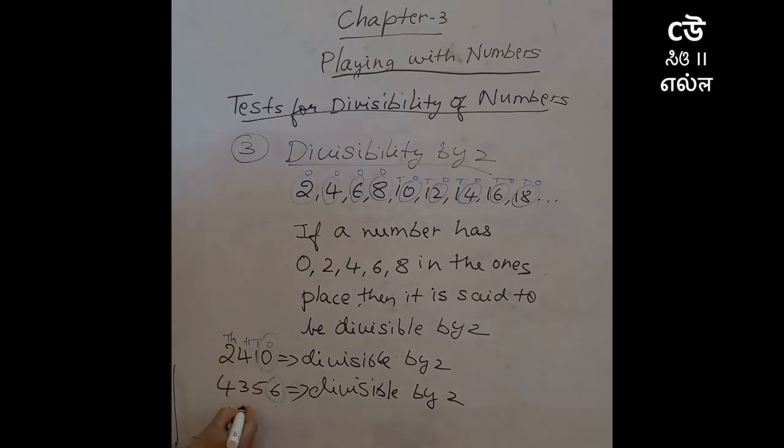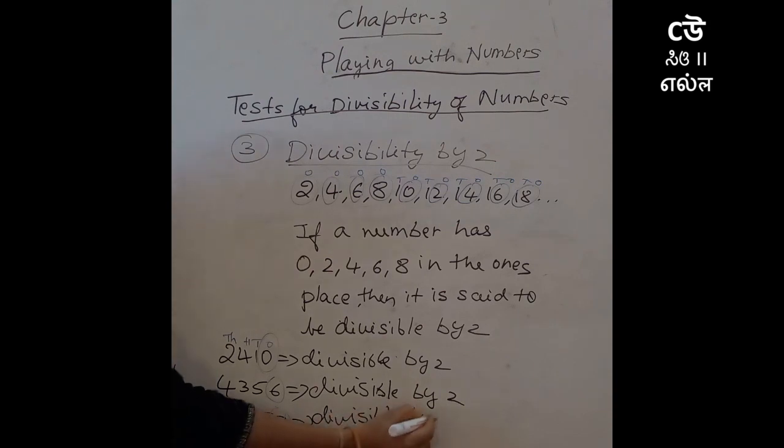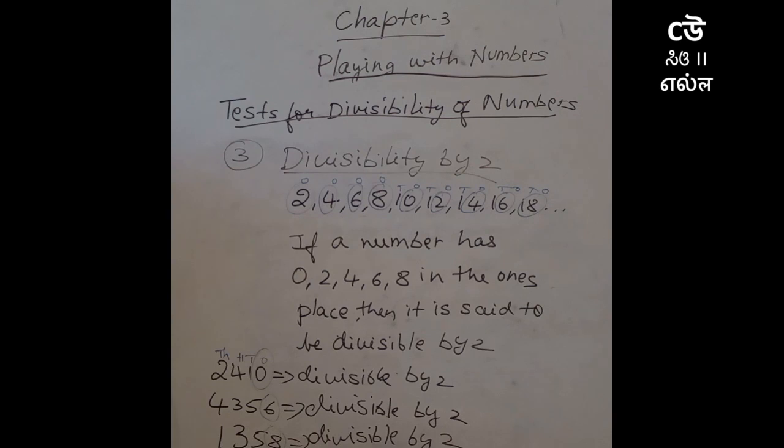Next, I will take 1, 3, 5, 8. In 1358, in ones place, what do we have? In ones place, we have 8. So as we have 8 in ones place, we can tell that it's divisible by 2. So you have to see the ones place value for a given number.